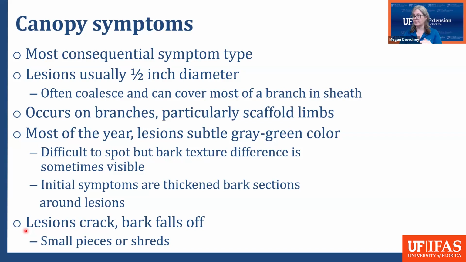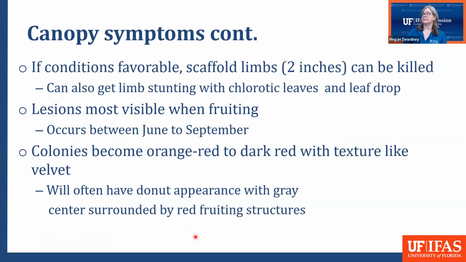And you get that initial thickening around the lesion, not actually under the lesion, but around it. Then the lesions can crack and the bark will fall off, looking a little bit like tempered glass or your windscreen when it breaks. It looks a little bit like that sometimes, and then you just get large cracks on occasion. If the conditions are favorable, we get scaffold limbs up to 2 inches being killed.